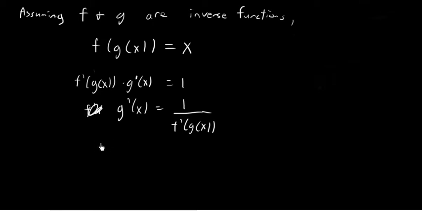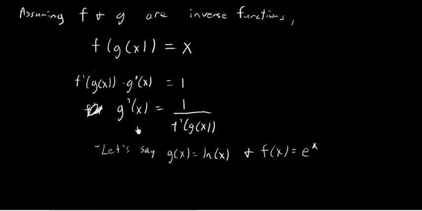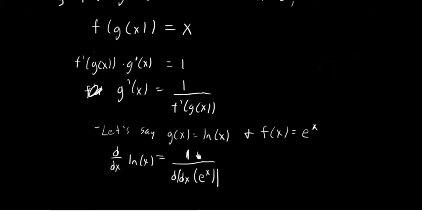Let's say g of x equals ln of x, since that's the function whose derivative we're interested in finding, and f of x equals e to the x. This tells us that the derivative of ln of x, remember here that's g prime of x, is going to be 1 over the derivative of e to the x evaluated at x equals ln of x.